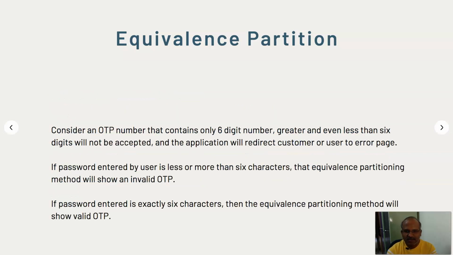Suppose we are getting these 6-digit OTP numbers normally on your mobiles when you do banking and all that. Whenever you enter less than 6 digits, it is invalid, and anything greater than 6 is also invalid, right? So you have one valid partition where you take all 6 digits. Anything less than 6 is an invalid partition, anything above 6 is also an invalid partition. So that is one valid partition and two invalid partitions in this case, right?